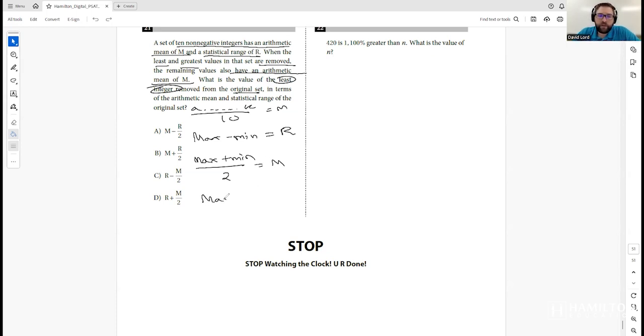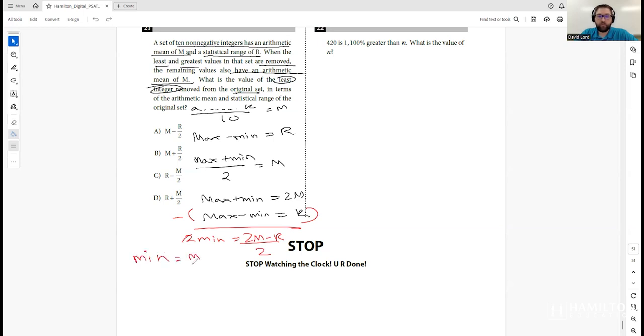Okay, well, so max plus min is equal to 2m, and max minus min is equal to r. So if I subtract them from each other, I get rid of the maxes, and I'm left with 2 min is equal to 2m minus r. Well, we want to find out what the value of the minimum number is, so divide both sides by 2. And the min is equal to m minus r over 2, which looks like answer A.